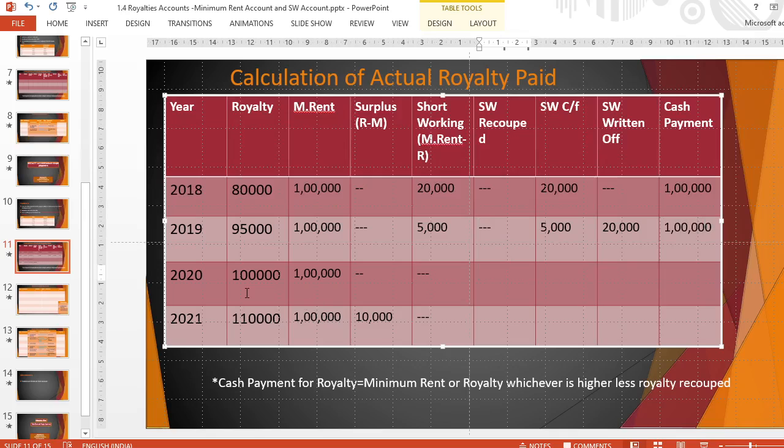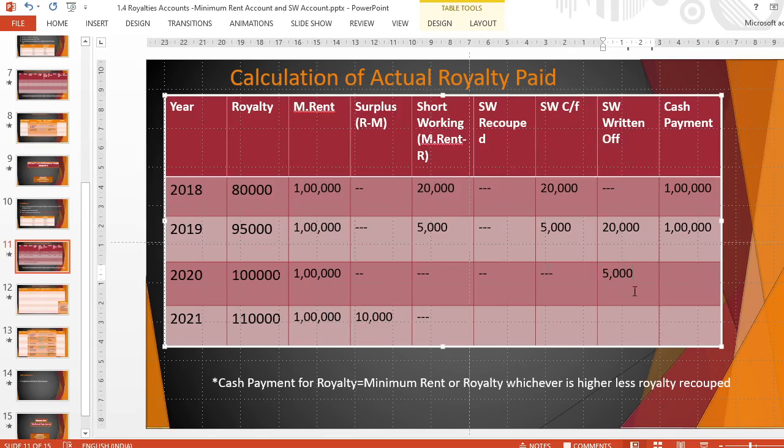Consider the third year. There is neither surplus nor short working. Both the royalty and minimum rent are the same. But we have short working of 5,000 with respect to 2009. As there is no surplus, we cannot recoup any balance. And this 5,000 belonging to 2009 can be recovered only up to the year 2020, and after this year, we cannot carry forward. So for that reason, we cannot carry forward the balance of 5,000 and we have to write off this balance.